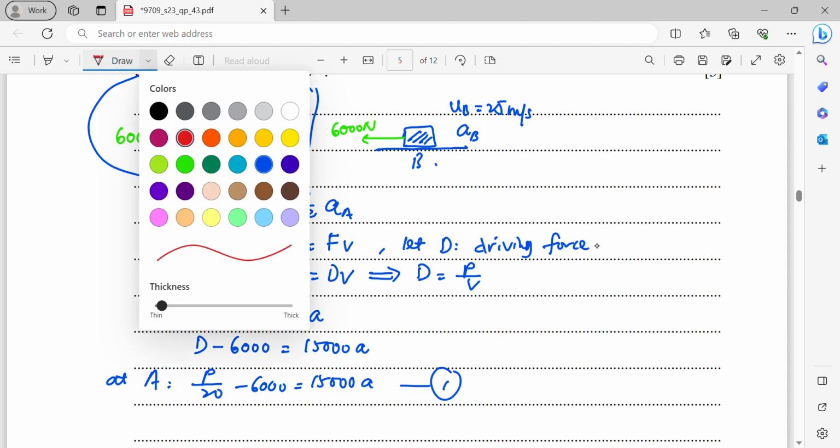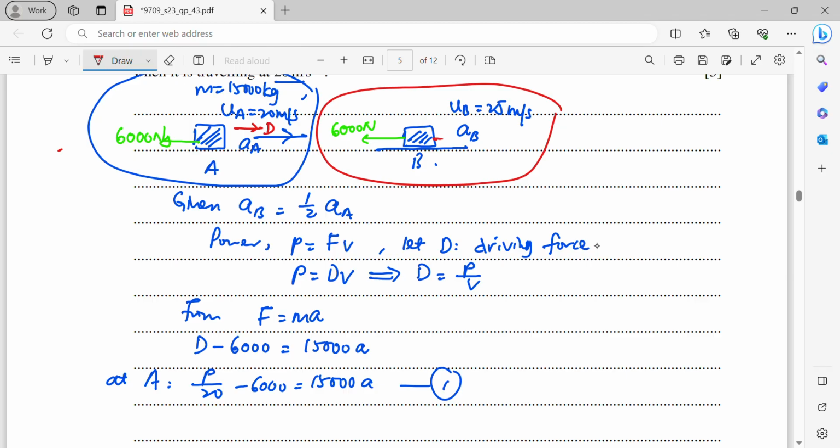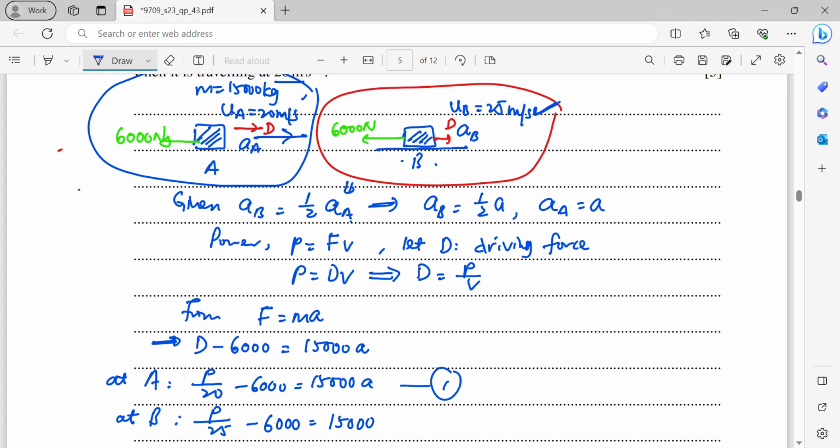Now, when it is at the point B, when you look at this diagram, we still have the driving force, D here. So it means that now, my D minus 6,000, I will just replace my D. My D is P over V. The P remains, but then at the point B, the speed is 25. So here 25. Then minus again 6,000 equals to 15,000 A. So just now is mentioned here, AB equals to half AA. So if I let the acceleration at the point A be small a, that means my AB equals to half a, whereby my acceleration at the point A is small a. So it will be half of a. This is my second equation.